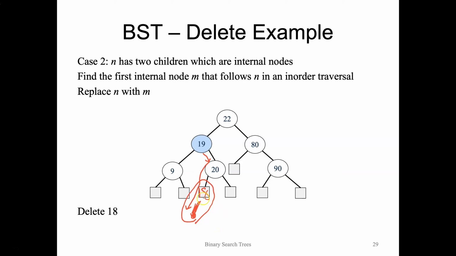I want to show one other example here. I'm going to do one more example of this on a larger tree just so you can see how it would work. So let's say we had the following binary search tree. Let's say we want to remove the value 10.